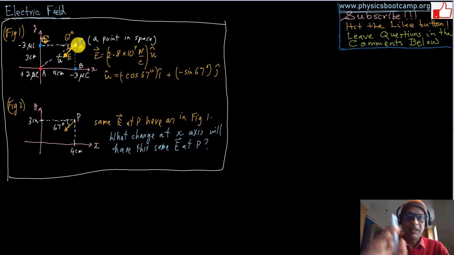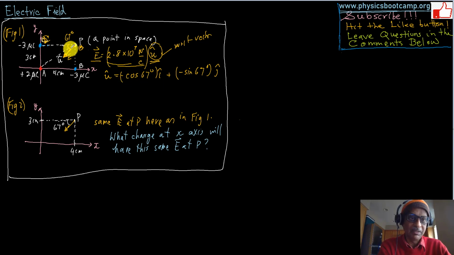Now, in that problem, we found the electric field was this, and this is a unit vector. Its magnitude is 1. It's just used for giving direction. So the electric field is a vector, with a magnitude and a direction given by this unit vector. You can actually see this unit vector because the angle was found to be 67 degrees.